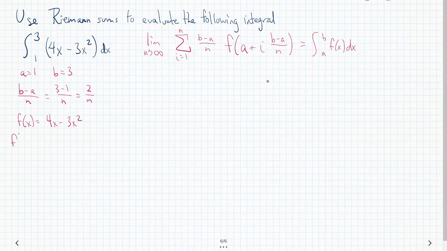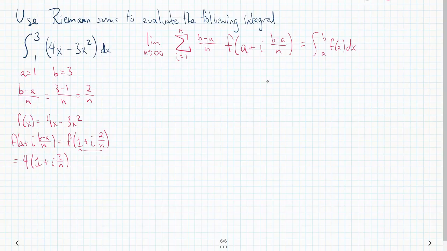And so f of a plus I times b minus a over n is f of, well, a is 1, our I is just I, and our b minus a over n we just said is 2 over n. So now we got to plug those in. This whole thing goes in for the x values, so this thing equals 4 times 1 plus I over 2n.